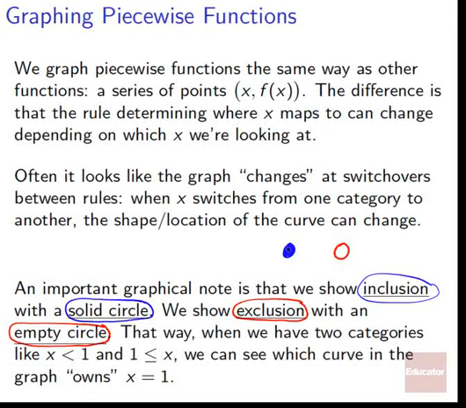That way, when we have two categories like x is less than 1 and 1 is less than or equal to x, we want to be able to know which curve owns x equals 1. And because it's less than or equal to, we'd have 1 is less than or equal to x, so it would get the dot at that point, and x less than 1 gets to go right up to 1, but it doesn't actually get to include 1, so it uses the exclusion, the hollow, empty circle.